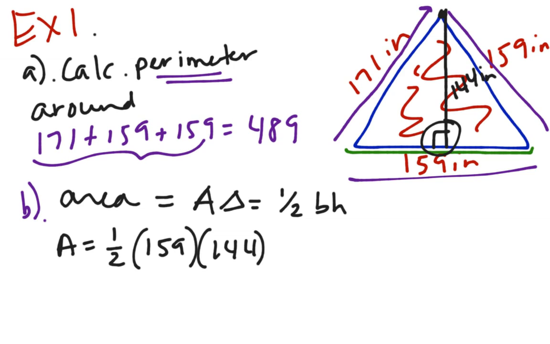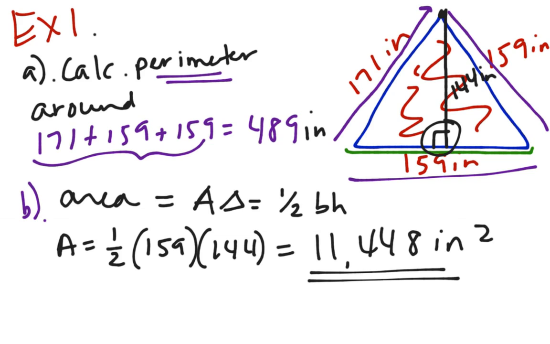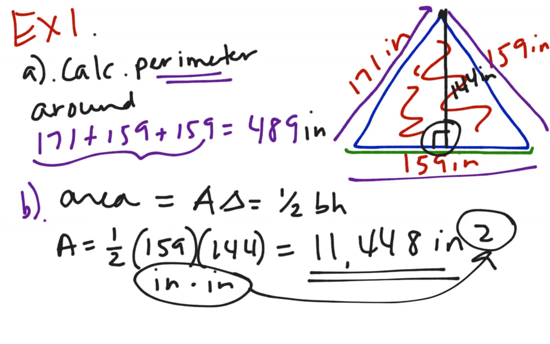And I'm going to do my multiplication. So that's 1/2 times 159 times 144. Okay, after I did that multiplication, I got 11,448 inches squared. And it's inches squared because I'm multiplying 159 inches times 144 inches, and inches times inches is inches squared. Up here in my perimeter, I forgot to label it the first time, and it's just inches because you're adding, you're not multiplying. So you didn't change the units.